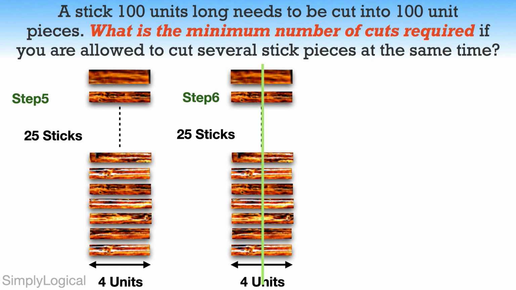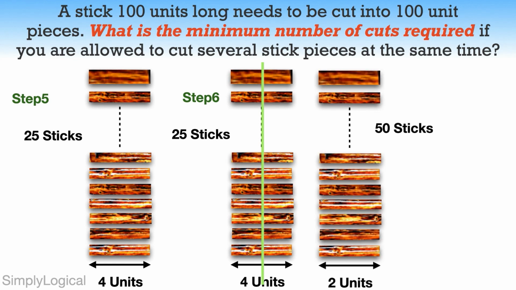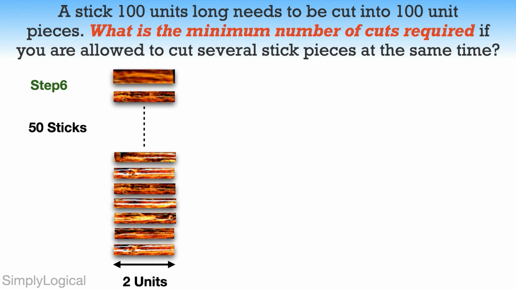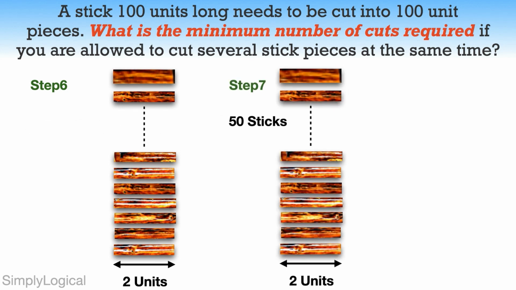In the sixth step, cut the 25 pieces into 50 pieces of length 2. In the final step, cut the 50 pieces into 100 pieces of length 1. This procedure uses 7 cuts.